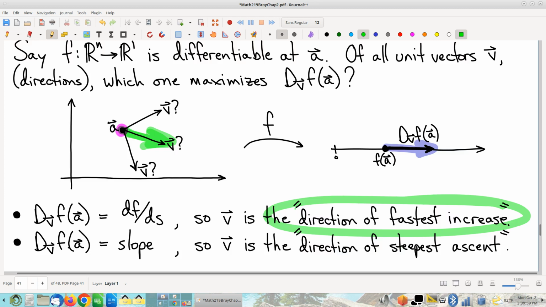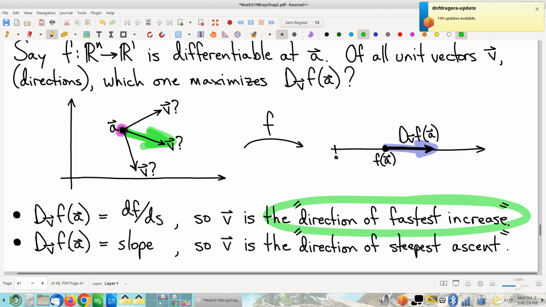This direction that makes your directional derivative as great as possible is always the direction of fastest increase. Whether you're looking at a graph, or at this literal picture, or at a bunch of level sets, basically you're looking inside of the domain. The function is increasing as fast as possible when you go in that direction. It just always makes sense.